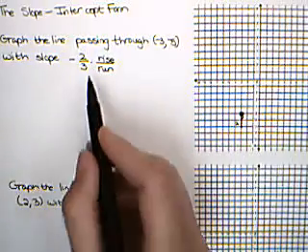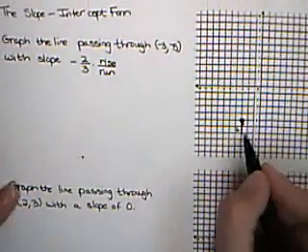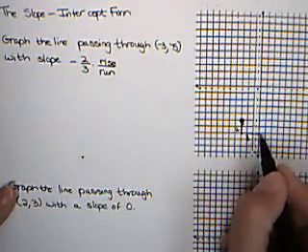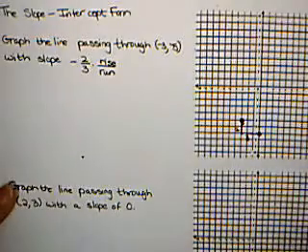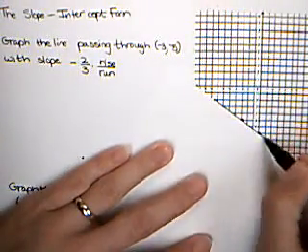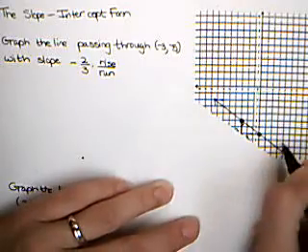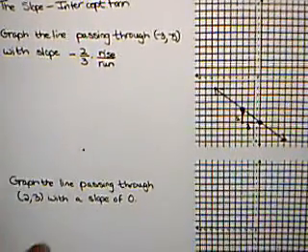Let's make a little note of that. I'm going to go to the right 3 because that's a positive 3. So to the right 3, and then I'm going to mark my point. And then I'm actually going to draw my line. So I could say that the line passes through the point -3, -5 and has a slope of -2/3.